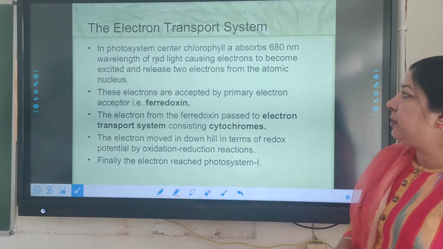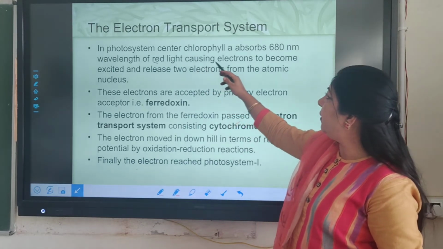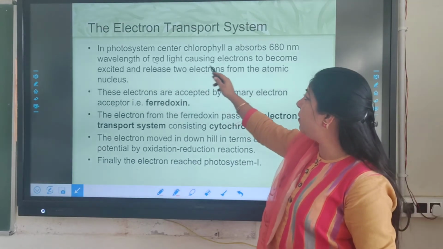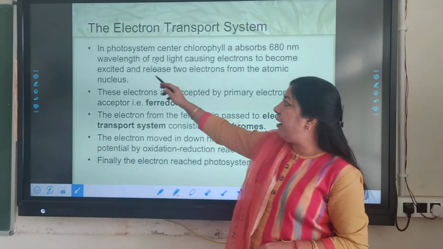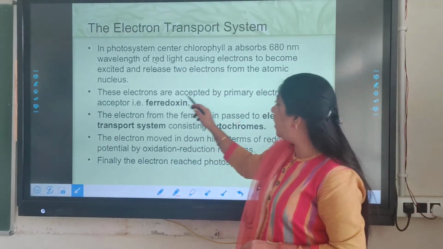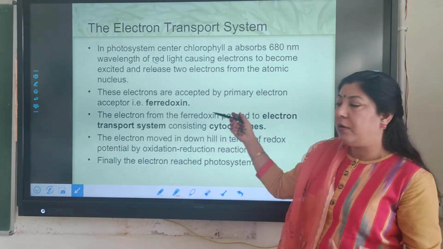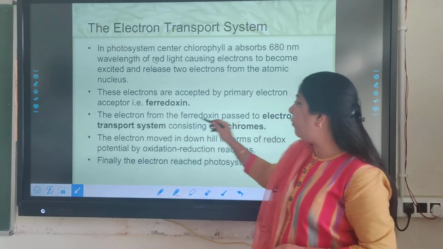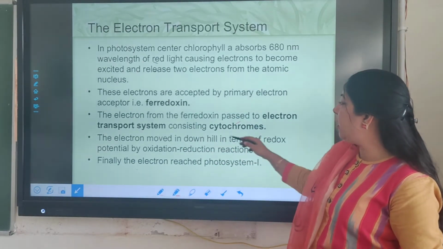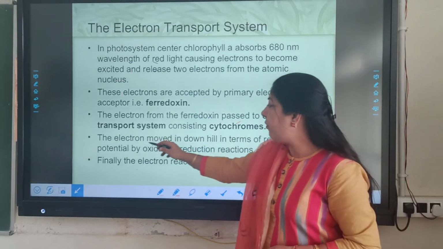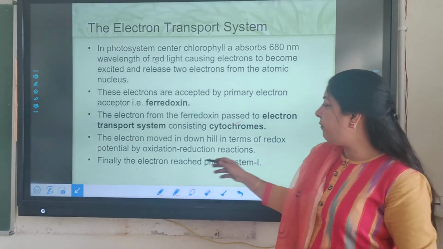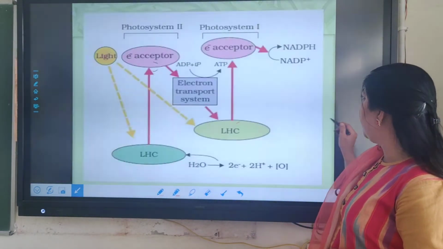In electron transport system, the photosystem center chlorophyll A absorbs the 680 nanometer of light, of wavelength of red light, causing electrons to become excited and release 2 electrons from the atomic nucleus. And these electrons are accepted by primary electron acceptor, which may be ferredoxin. The electron from the ferredoxin pass to the transport system consisting of cytochromes, and the electrons move downhill in terms of redox potential and reduction takes place, and finally the electrons reach the photosystem 1.